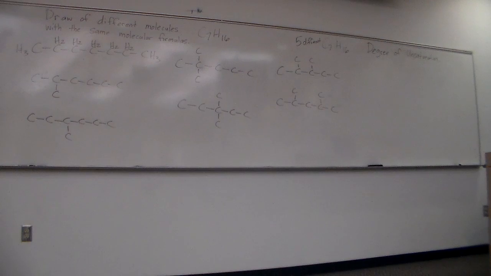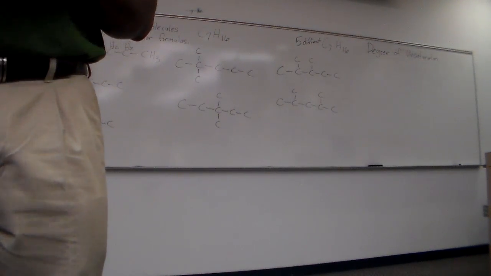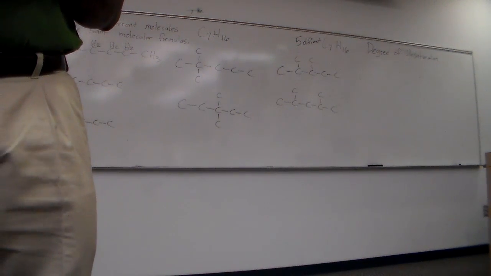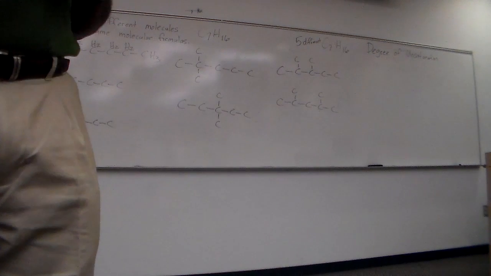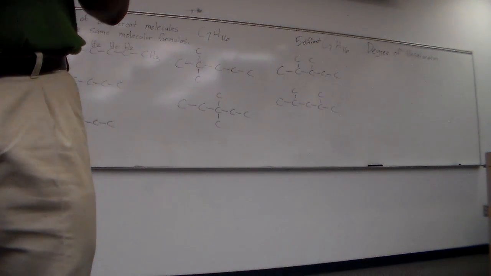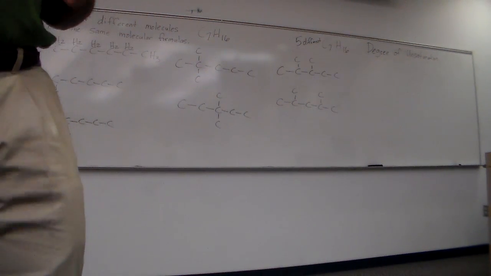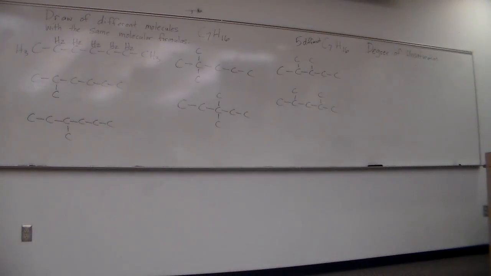It cannot contain any more than 16 hydrogens. If you had a molecule of C7H17 or C7H18, it cannot exist, because those 7 carbon atoms cannot contain any more than 16 hydrogens. And how do we come up with that number?